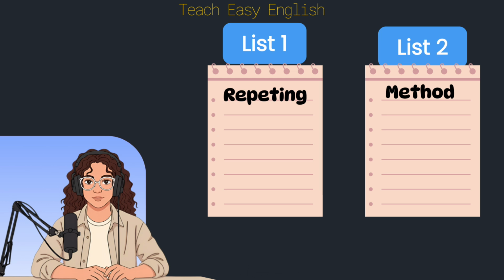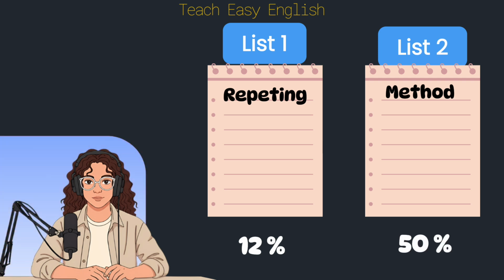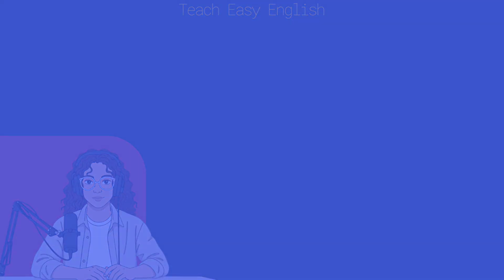The next day, I tried to remember what both sets of words meant. For the first list, I could only remember 12%, but for the second list, I remembered an amazing 50%. This result is great, especially since I only spent 1 minute learning each word. Now, I will explain the steps, and then, at the end of this video, I will give you a link to practice this same method.